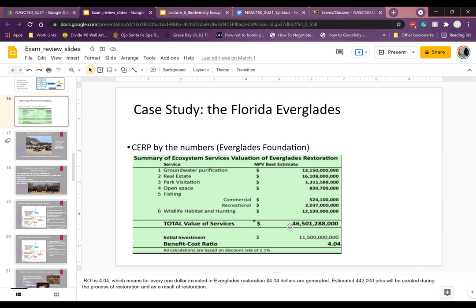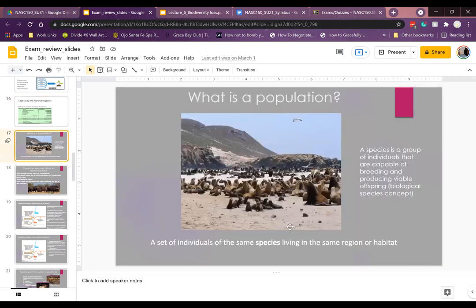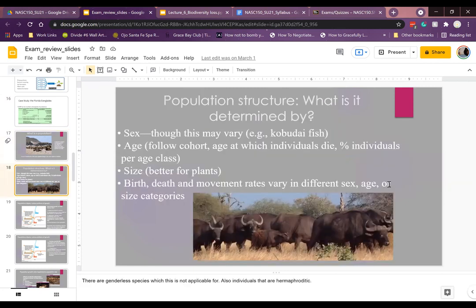So the next big thing we discussed was populations. Now we defined a population as a set of individuals of a species living in the same area. I gave you a species as a group of individuals capable of breeding and producing viable offspring. That's what a population is, just to refresh your memory. And we can talk about how to structure a population. You did this to an extent in your lab, by sex, by age, or size if you're talking about plants. But when we think about population structure, we're thinking about when organisms are going to die, how old they make it to.